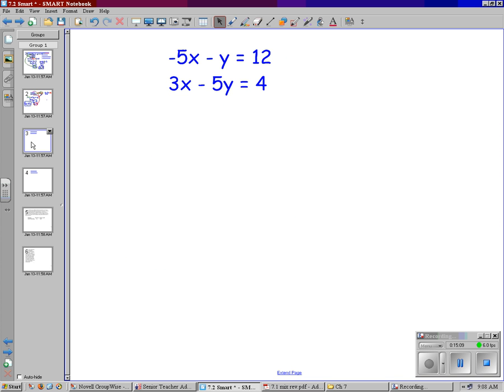I have another one here. Jot down the equation, and then let's talk about which variable we think we should solve for on this one. Negative 5x minus y equals 12, and 3x minus 5y equals 4. Do you have a thought about which one of the variables we should solve for? X or y in the first, or x or y in the second? Luke, what do you think? Y in the first one, excuse me. Y in the first one? Yeah. Awesome idea.